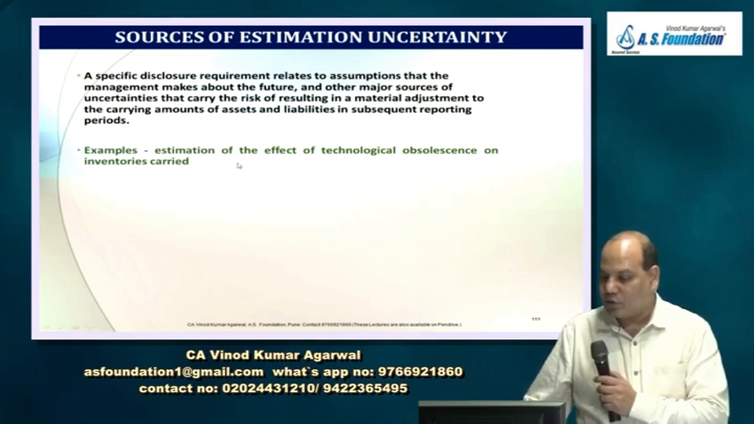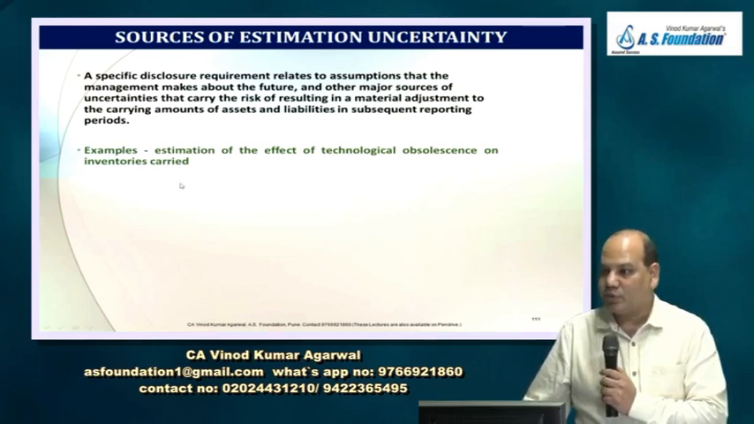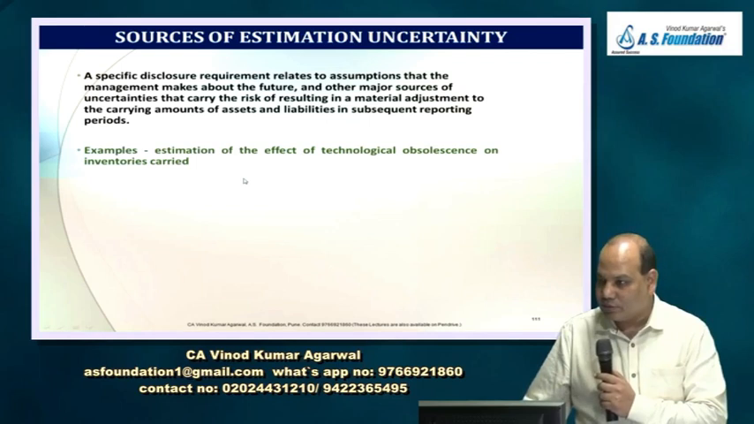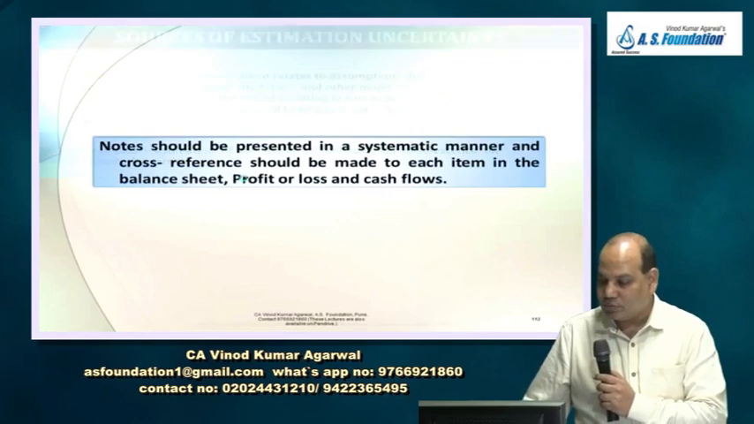Example: estimation of the effect of technological obsolescence on inventory carried. Due to changes in technology, inventory might become obsolete. To what extent it might become obsolete is based on the estimation of the management. That you need to disclose.